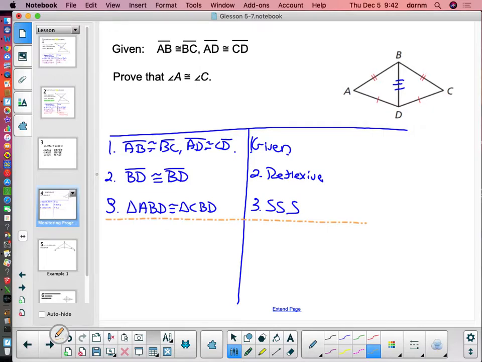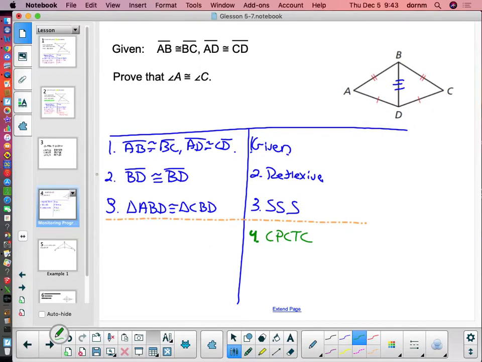Now what suddenly becomes available to me? We've unlocked an achievement, haven't we? CPCTC now becomes an unlocked achievement. And it's probably going to be what we're going to use next. It's not always, but it's 99% of the time what's going to come next.